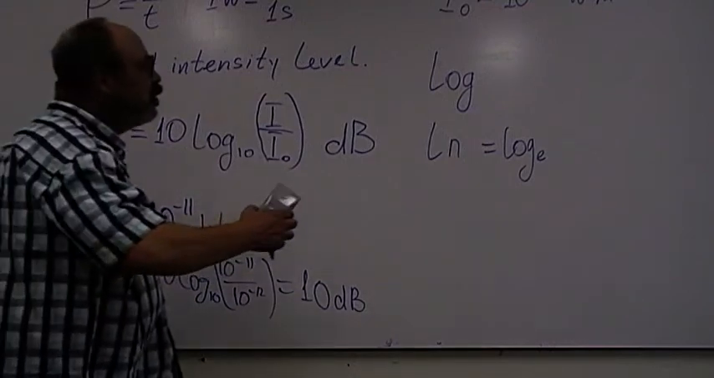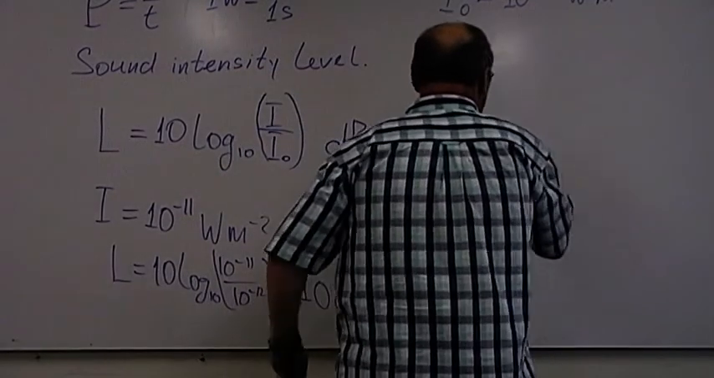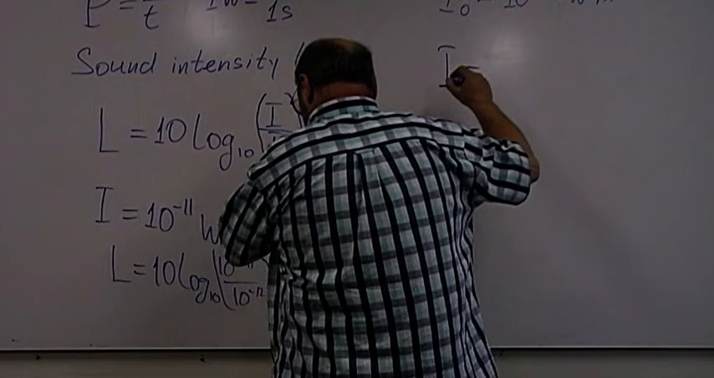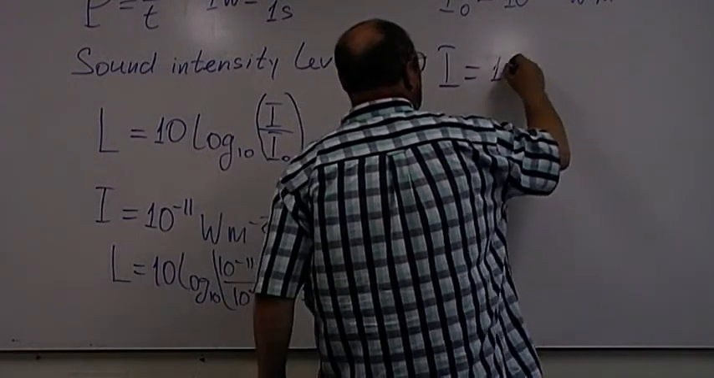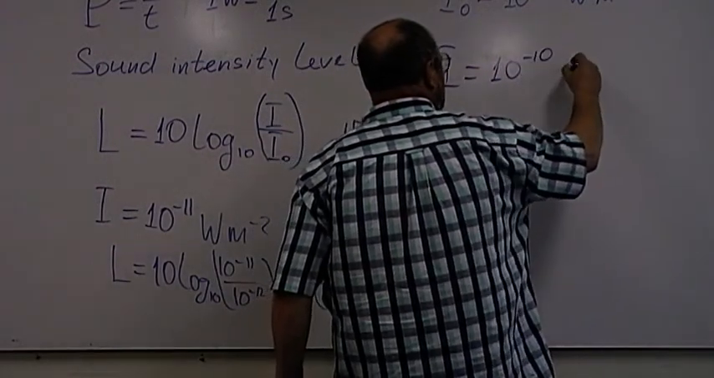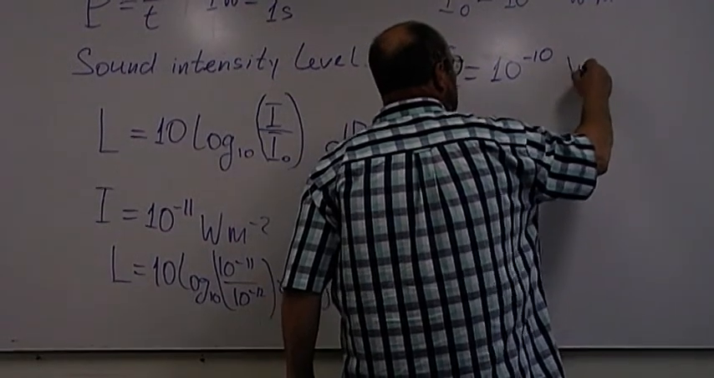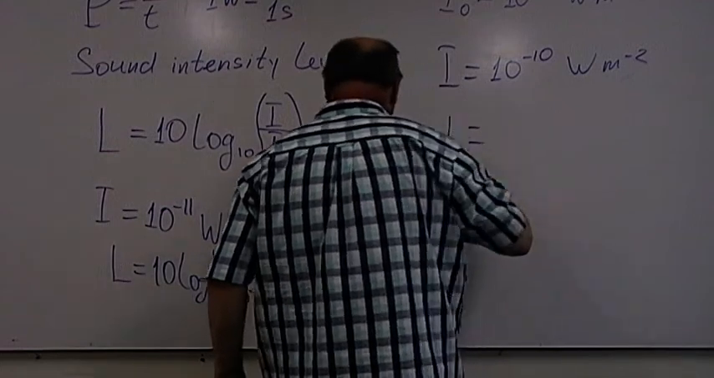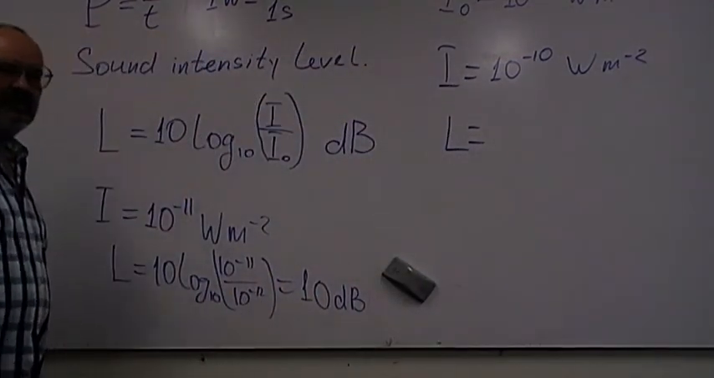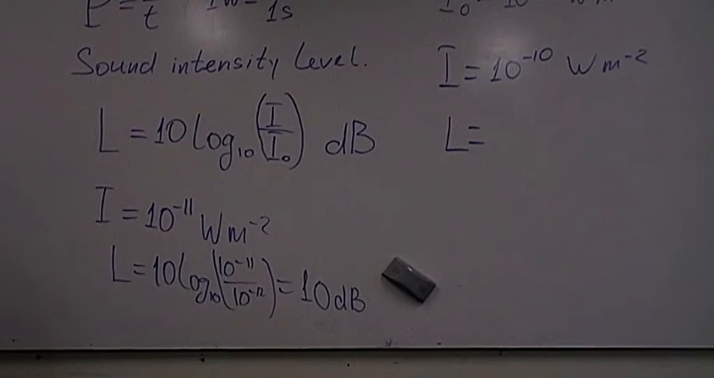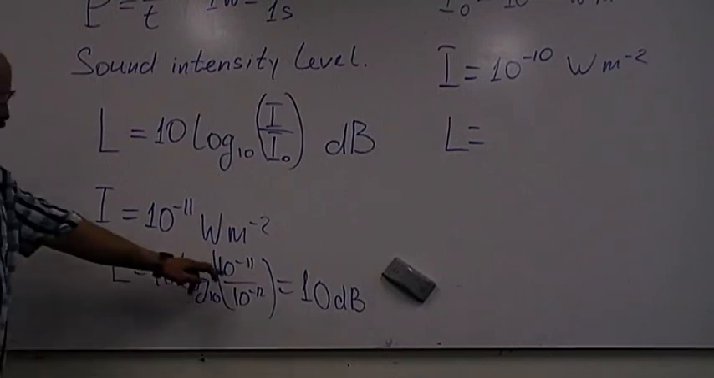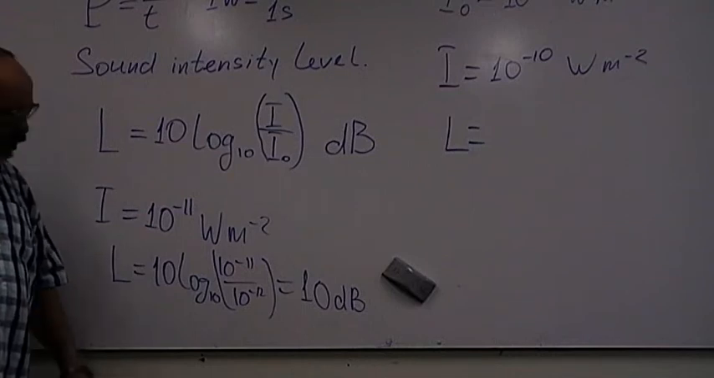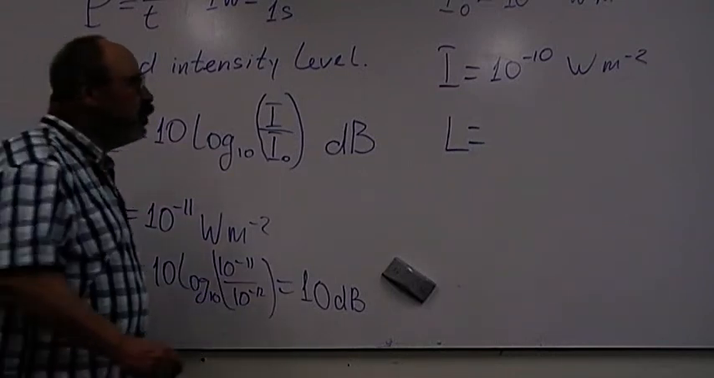Now let's calculate what the sound intensity level will be if we have intensity equal to 10 to the negative 10 watts per meter squared. 10 to the negative 10 divided by 10 to the negative 12. The log will be 2, and 2 times 10 is 20 decibels.